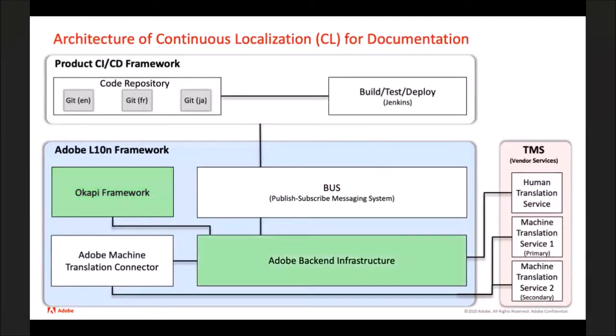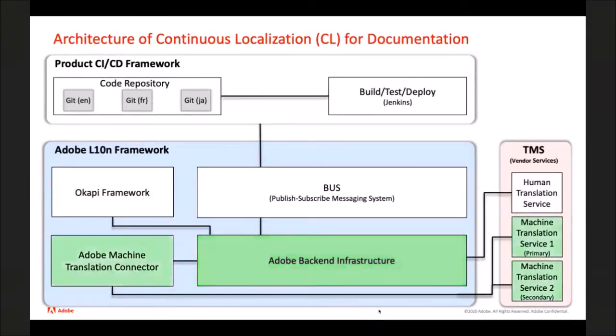And then next, we have the Adobe Backend Infrastructure. This does the most heavy lifting, working with different systems such as Okapi, the bus, the Adobe MT Connector, and the Translation Memory System. There are a lot of other small components built into the Adobe backend infrastructure, such as databases and a lot of logic built into it.